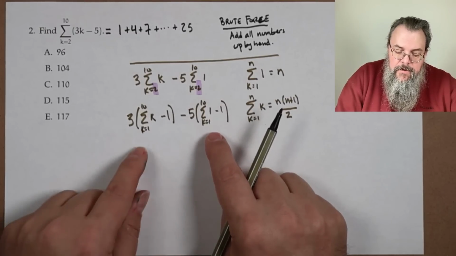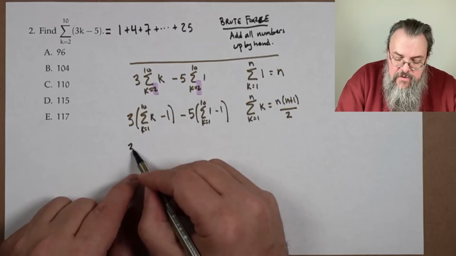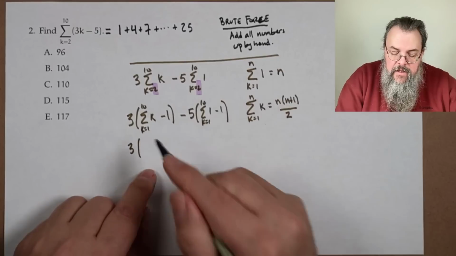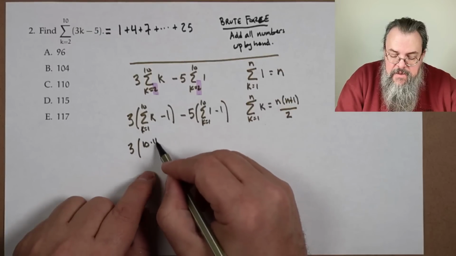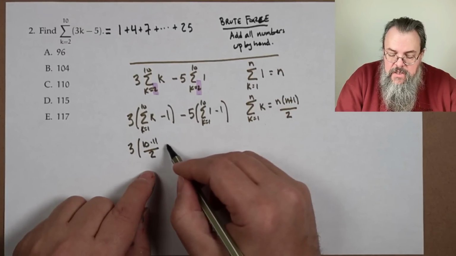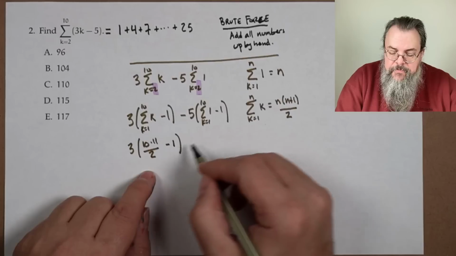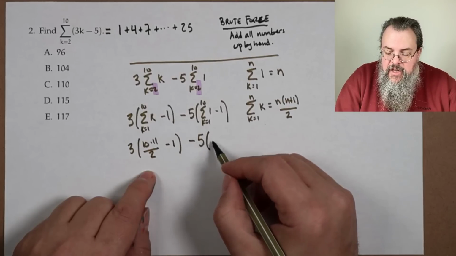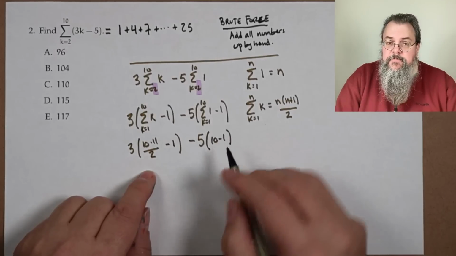And now, apply the formula. So that's 3 times the sum from 1 to 10, which according to this would be 10 times 11 over 2. And then you're going to subtract 1, minus 5. And here, it'd be 10 minus 1.